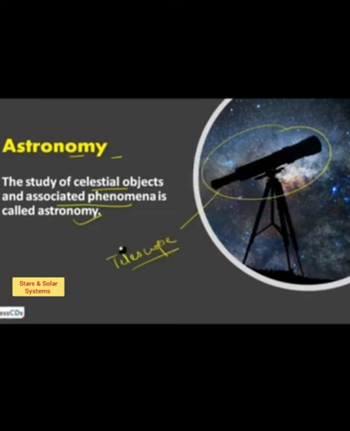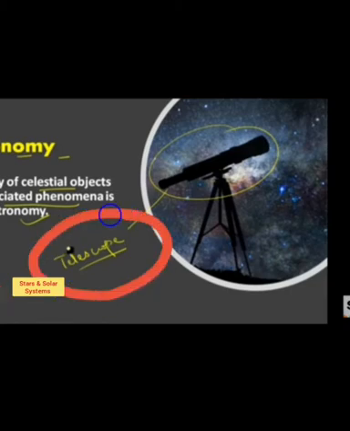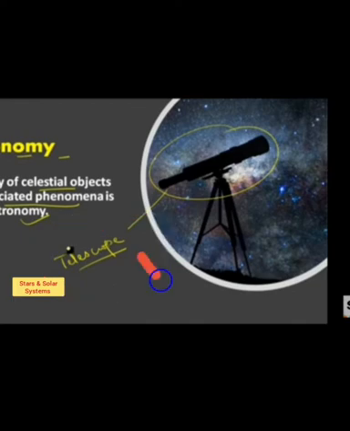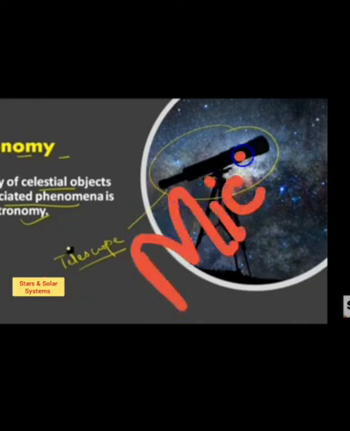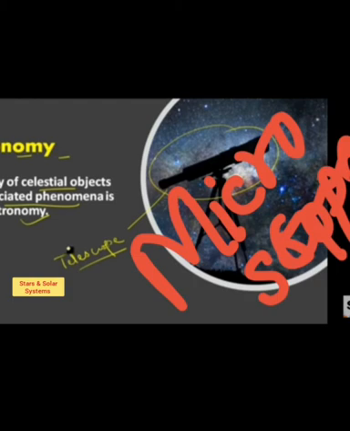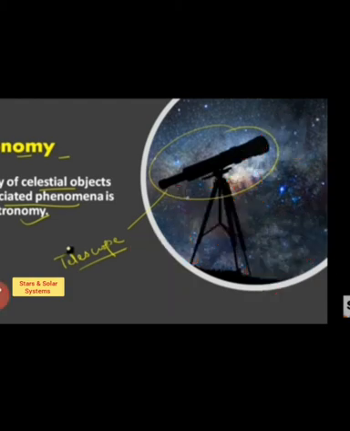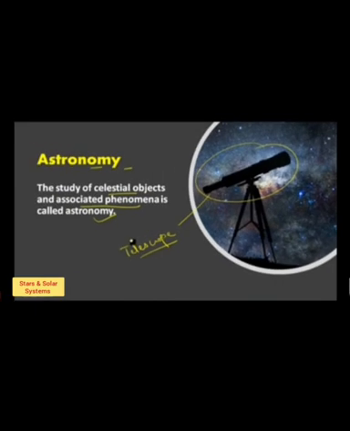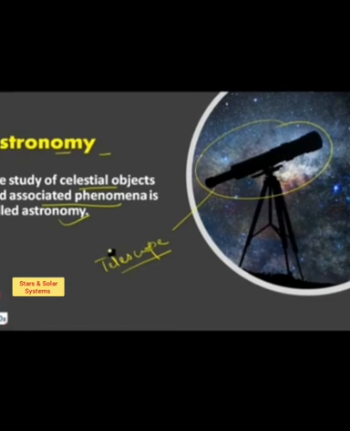astronomy. In chapter 2, here one thing is written, telescope. In chapter 2, one of the instruments you have read about, and it was what? I hope you are all getting the answer, that was your microscope. But here, the microscope was just used to see what? Microorganisms. But a telescope is the instrument used to see celestial objects.